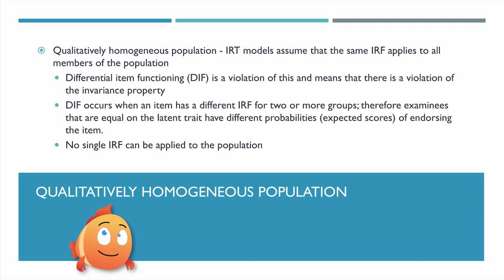And the consequence of this is that no single item response function can be applied to the population if you have differential item functioning. Because if you do ignore this, what you've done is you've injected bias into your model. You've artificially deflated scores for the group that does not perform in the classic approach.